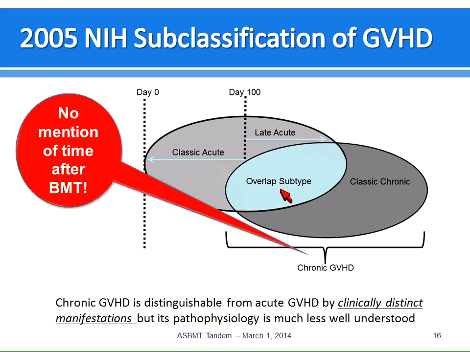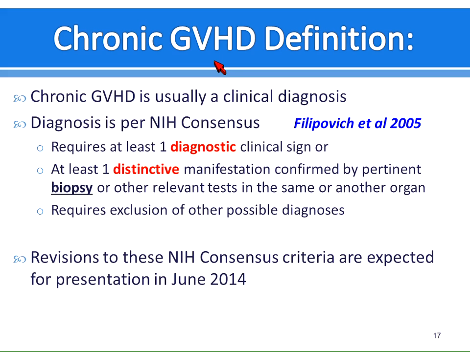There's no mention of time in this equation about chronic GVHD, which theoretically means you could have chronic GVHD at day 50 if you have diagnostic manifestations. In practice, does that happen? Rarely. On the other hand, we know that late acute GVHD does happen beyond day 100, and that's why we made it more complicated, because we couldn't just go on, with the advent of reduced intensity regimens, and keep saying that late acute was everything before day 100.